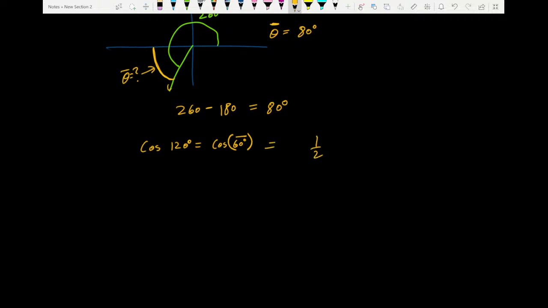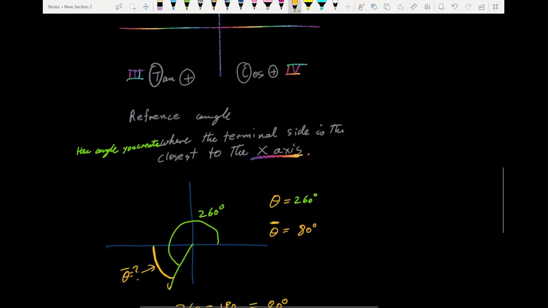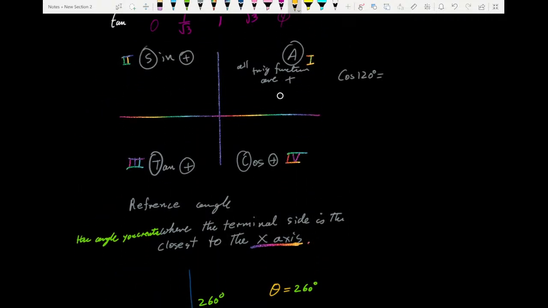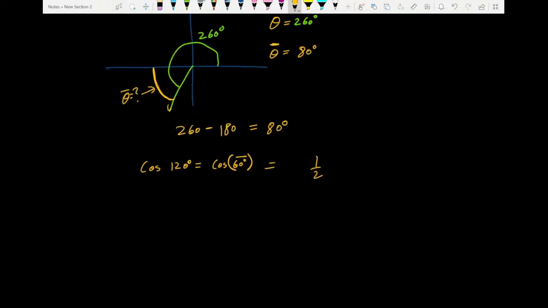But I'm not done yet. The reason I'm not done yet is we've got to use this concept right over here. In the second quadrant, only sine is positive. So therefore, cosine and tangent are going to be negative. So the reference angle gives you 1/2, but cosine of 120 is going to be negative 1/2. And that's your final answer. That's how we get exact answers.